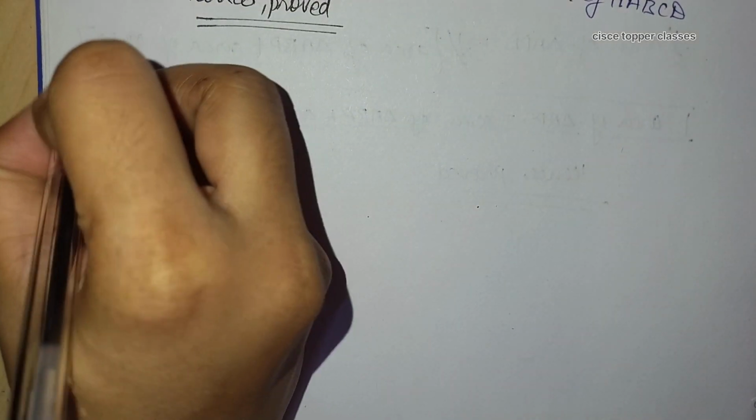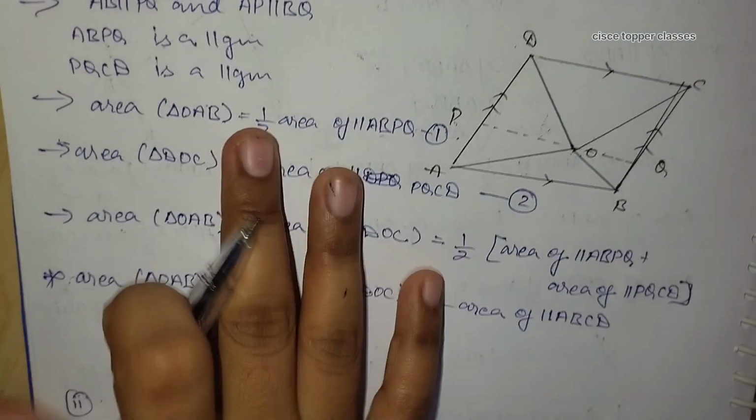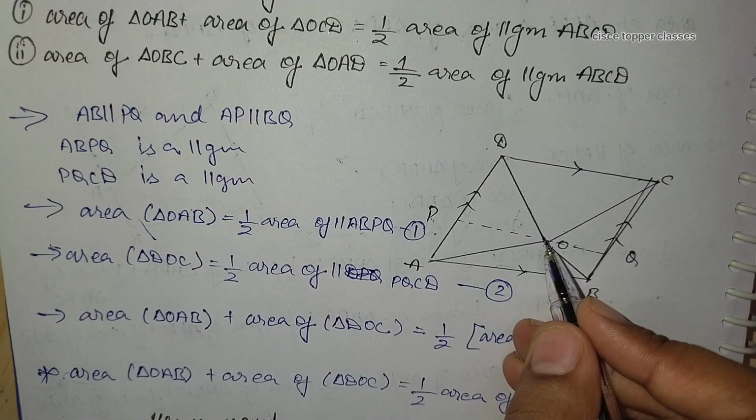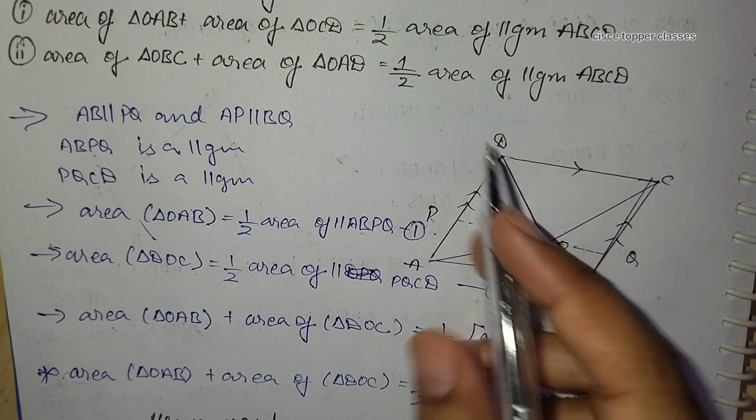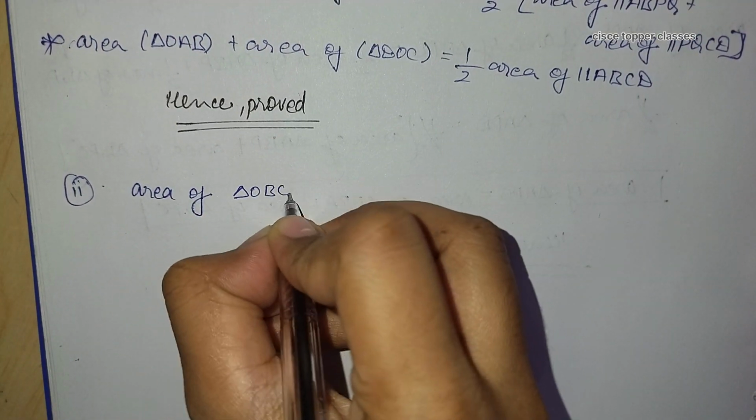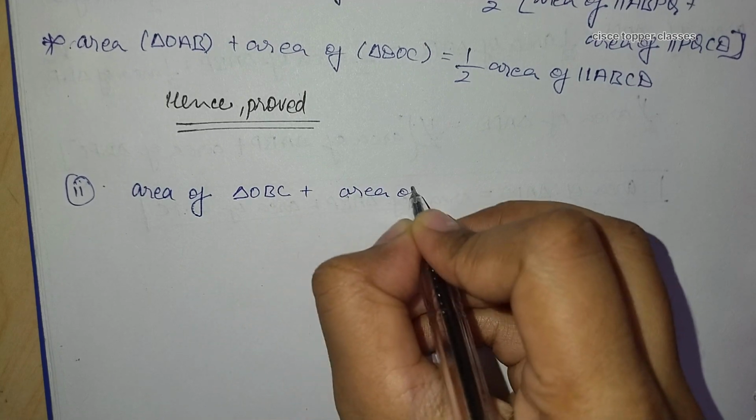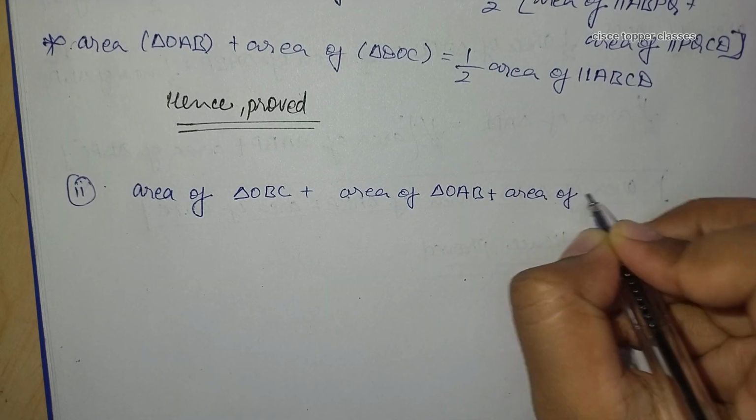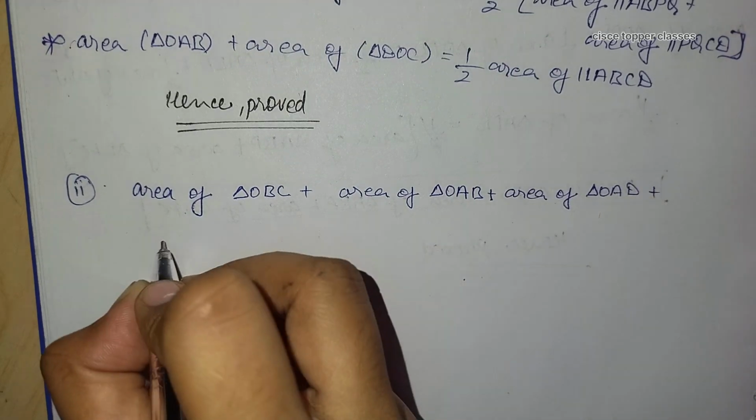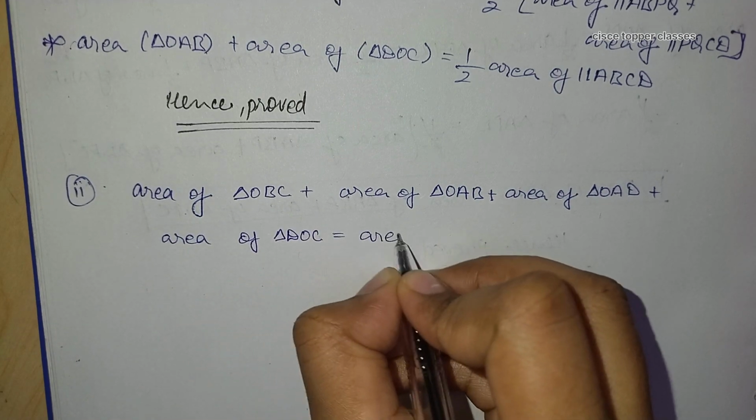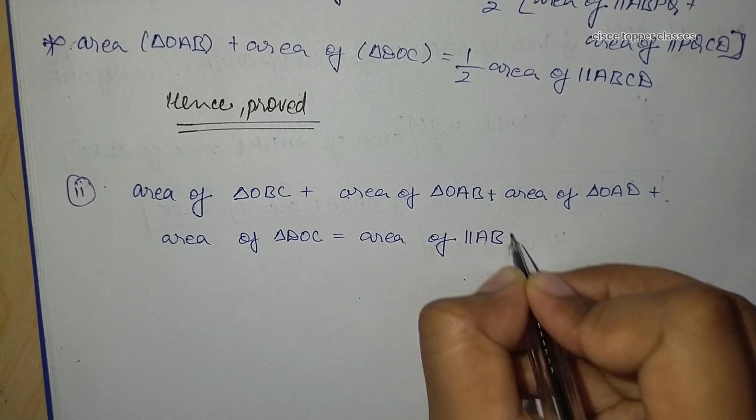Now let us solve the second part of this question. So here we have to prove that area of triangle OBC plus area of triangle OAD is equal to half of area of parallelogram ABCD. So here we have area of triangle OBC plus area of triangle OAB plus area of triangle OAD plus area of triangle DOC is equal to area of parallelogram ABCD.